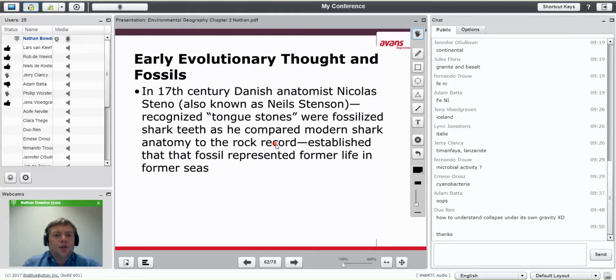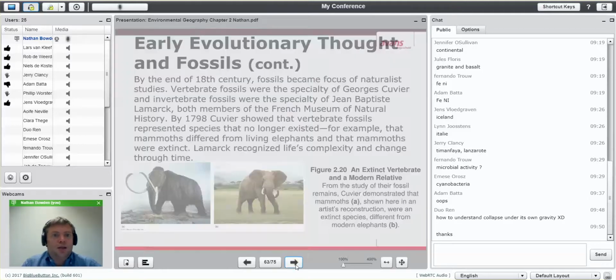In the 17th century, there was a Danish anatomist, Nicholas Steno, who's also called Niels Stensen. He recognized tongue stones as fossilized shark teeth, and he compared them to modern shark anatomy and the fossil record. He established that the fossils represented former life in former seas, because there were no shark teeth as big as the teeth of the shark which we presently know.